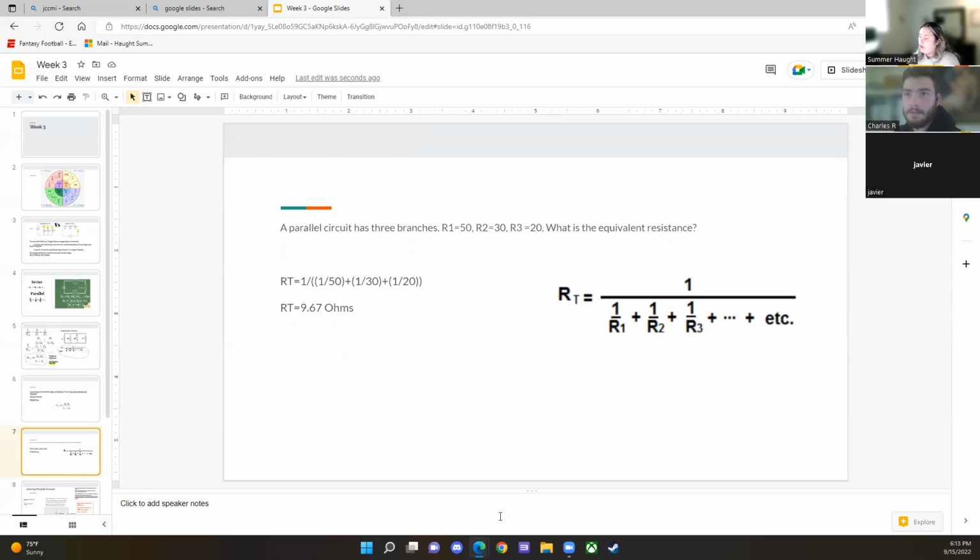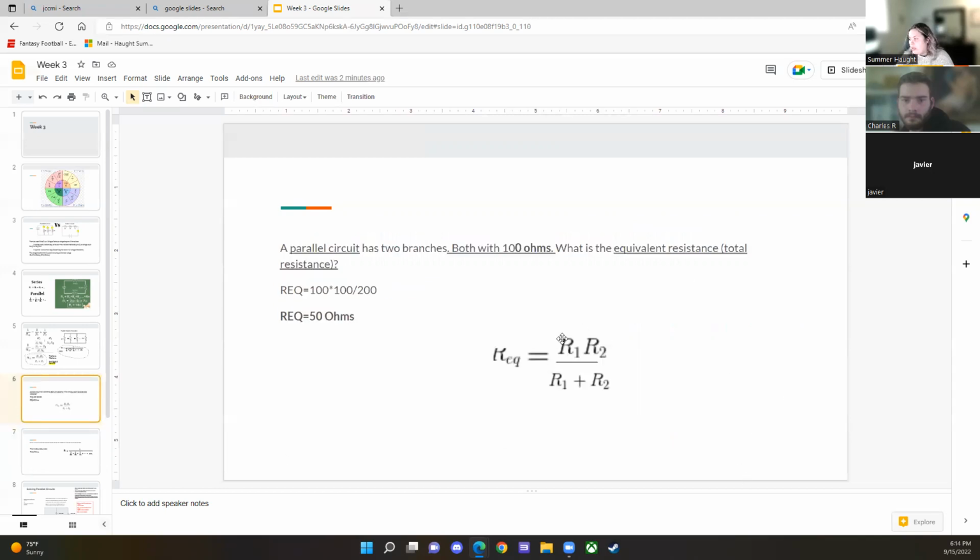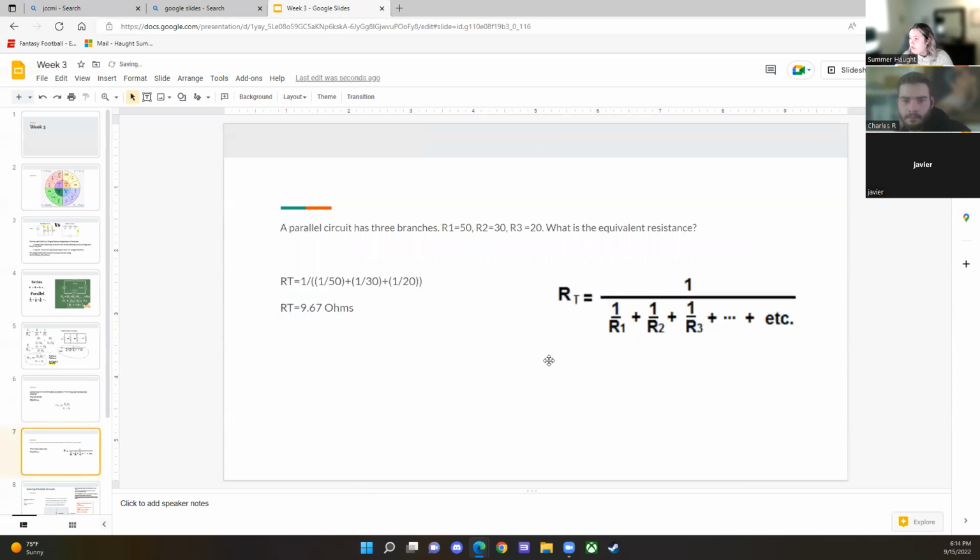In this example, we're going to have to use that longer equation because we're given more than two resistors. We have R1, which is 50, R2, which is 30, and R3, which is 20. So what is the equivalent resistance? Since we have more than two, we can't use that simple equation where you just multiply them and divide by the sum. We have to use this equation, which is a little more complicated.